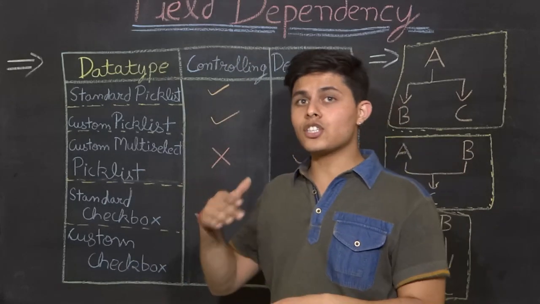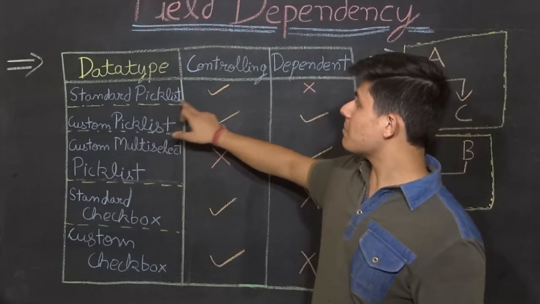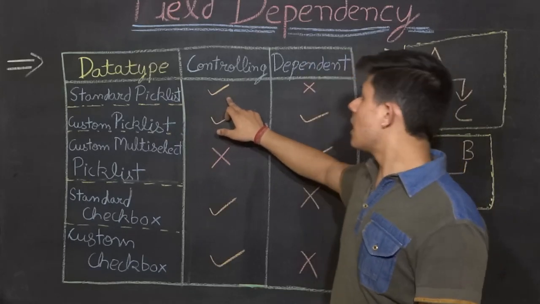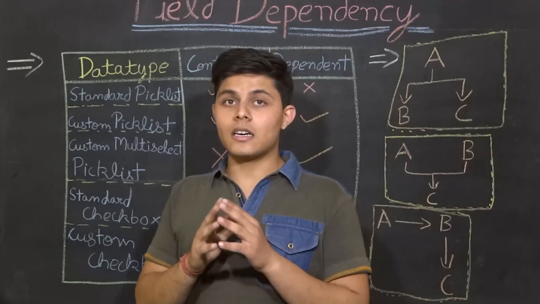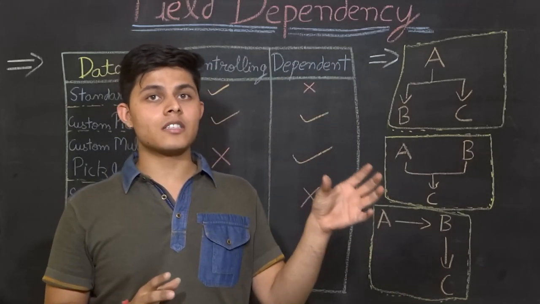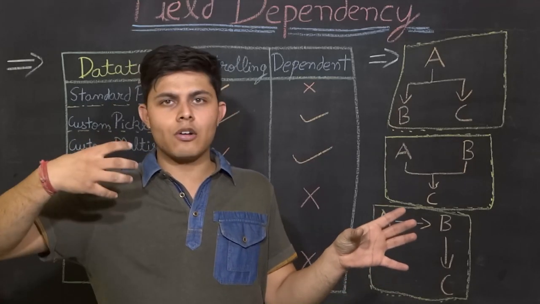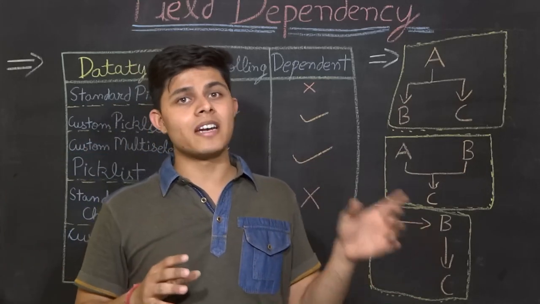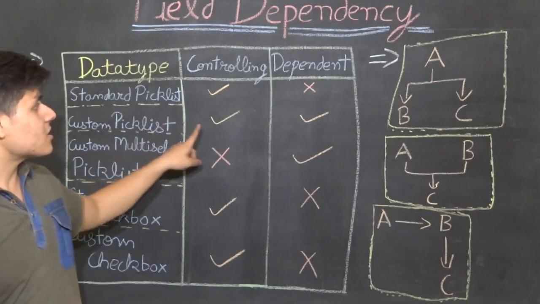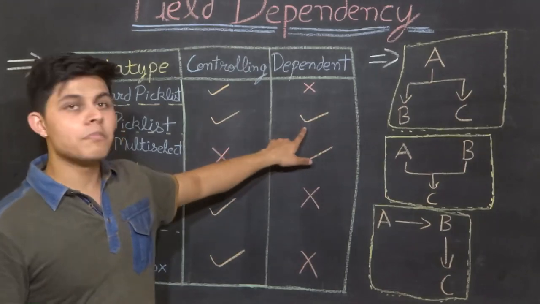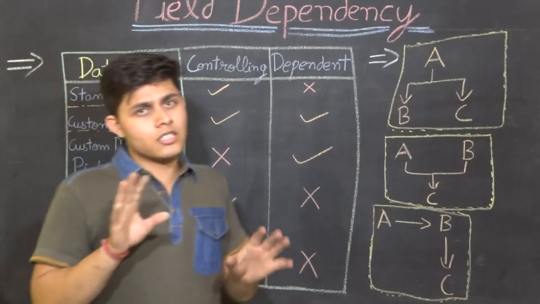So let's have a look at which can be controlling and which cannot be controlling. Standard picklist can be controlling, that's it. And standard picklist cannot be dependent. You cannot control a standard picklist field's value by any other picklist field or by any checkbox. It cannot be dependent in a field dependency. Now let's have a look at the custom picklist field. Custom picklist can be controlling and it can be dependent also, which we have done right now in the demo. So this is all about picklist.